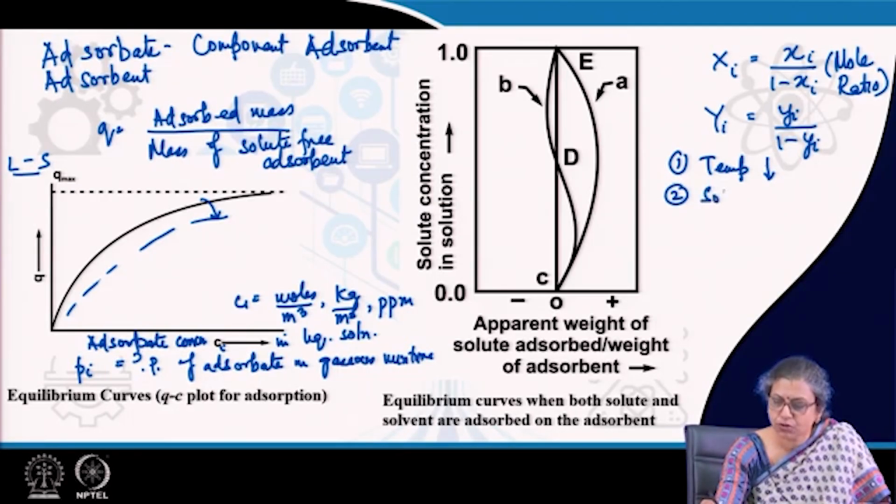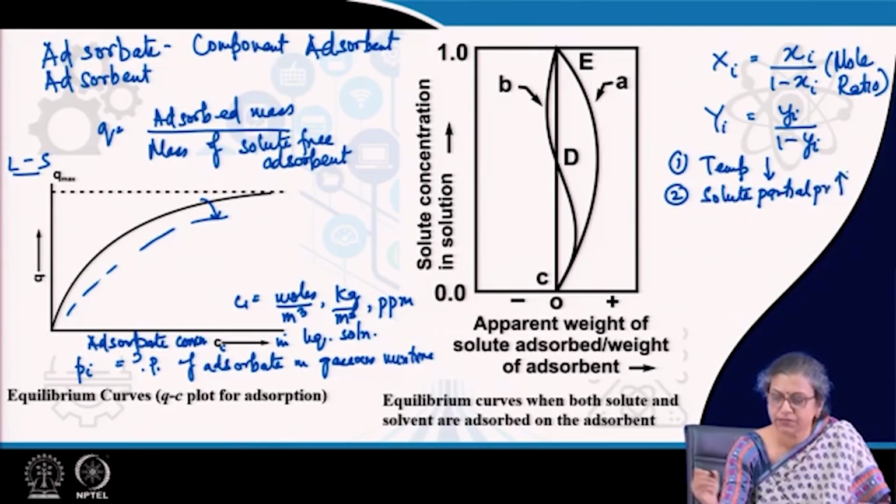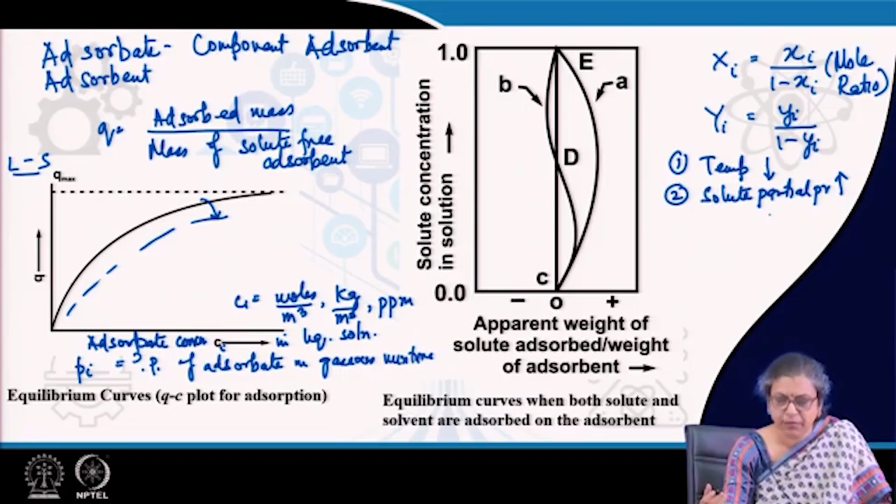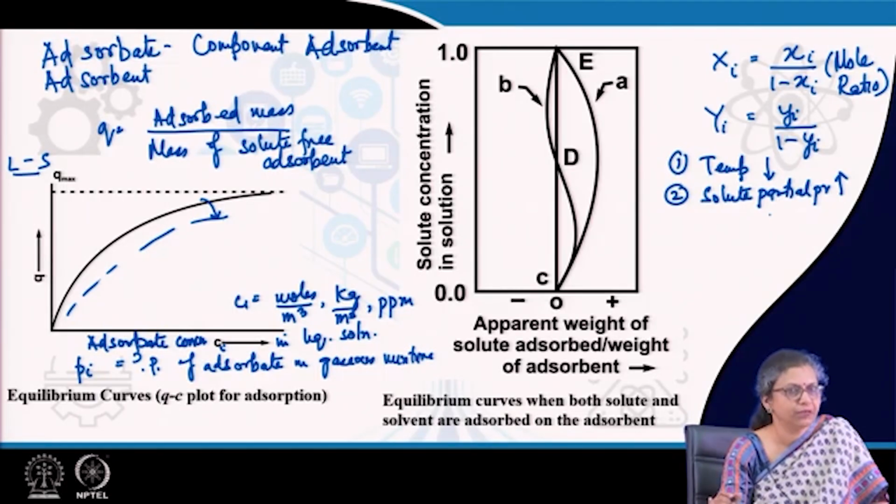Then solute partial pressure: as we increase it, it increases adsorbate loading. This solute partial pressure can be increased by increasing the amount of solute in the gas phase, or by any particular way if we can increase the solute partial pressure, it increases.